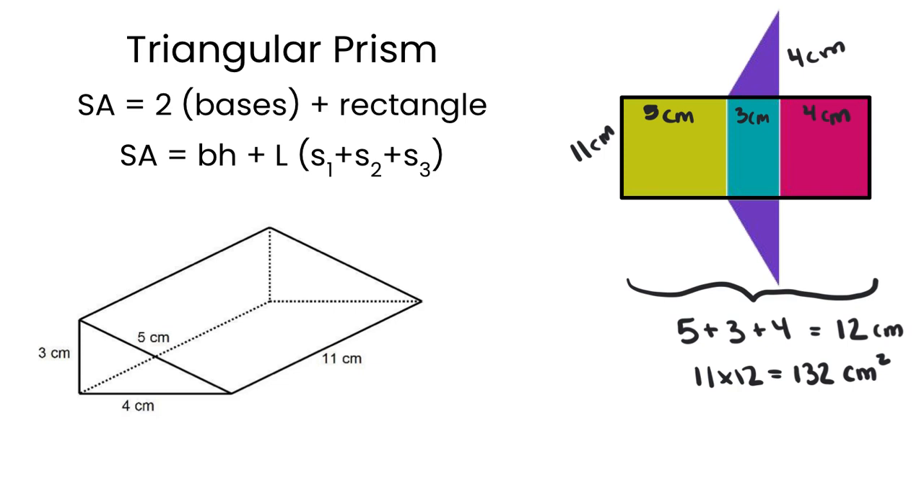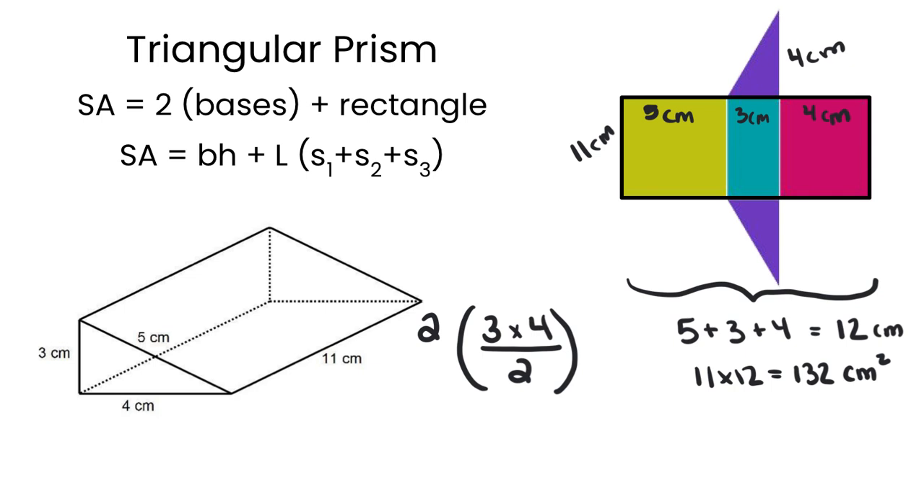Now let's look at our triangles. So using our triangle, we have our base, which is 3 centimeters, multiplied by our height, which is 4 centimeters. And to find the area of the triangle, we would divide by 2. And because we have two triangles, we're going to multiply that by 2.